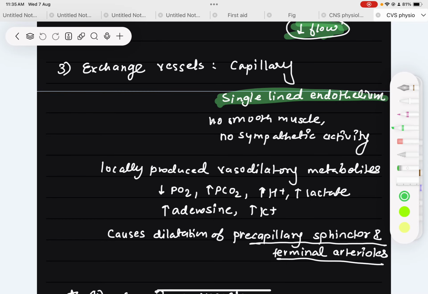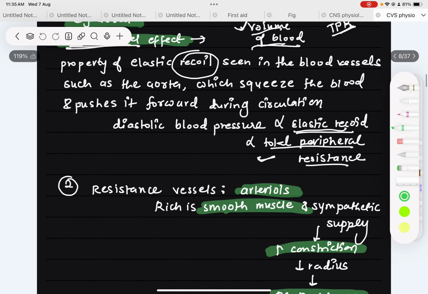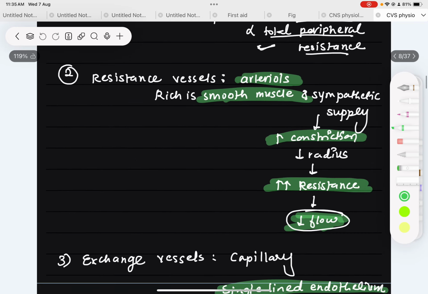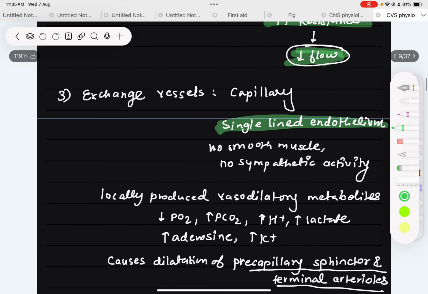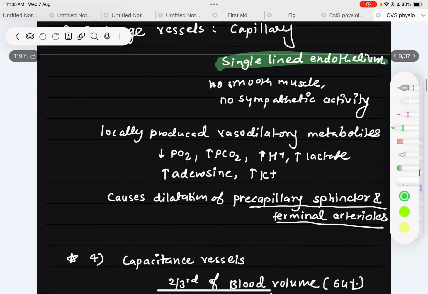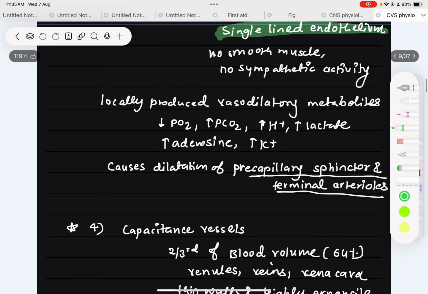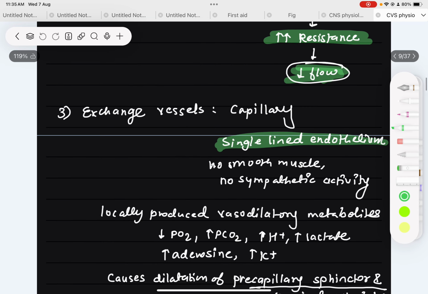Hey guys, so we are discussing the blood vessels, in which I have covered the elastic vessel and resistance vessel. So now the exchange vessel. Exchange vessels are the capillaries that are single-lined endothelium, no smooth muscle, no sympathetic activity, just going to exchange the metabolites.